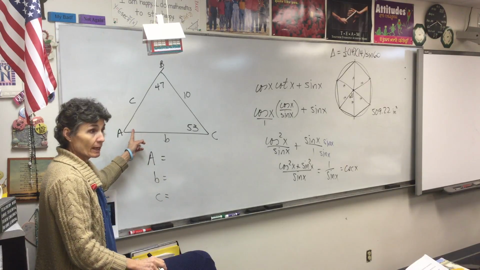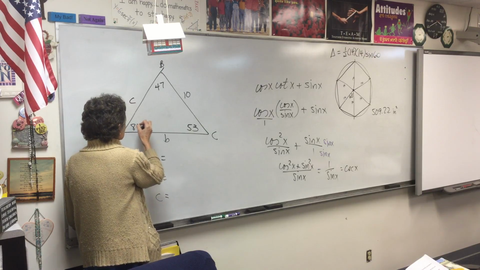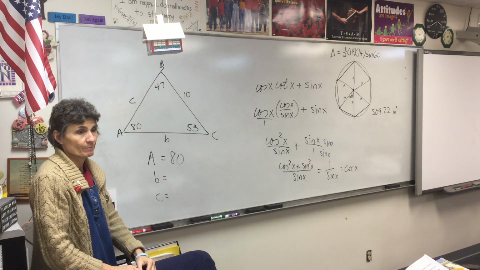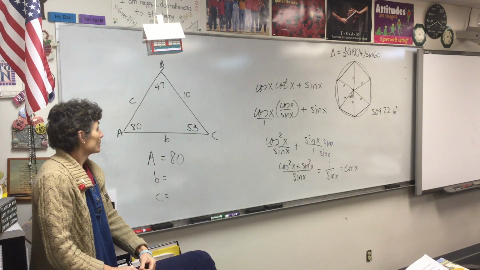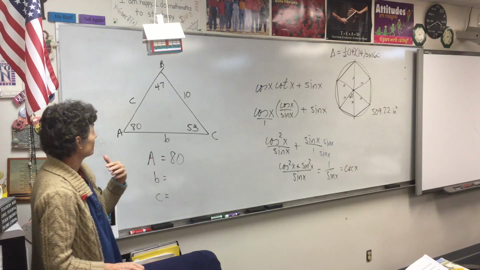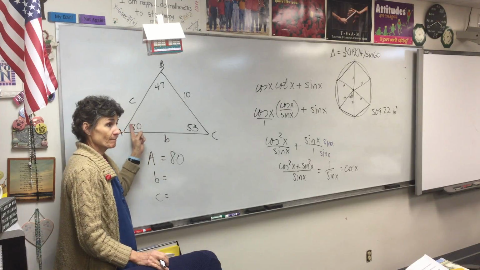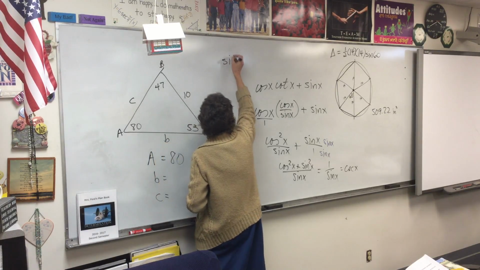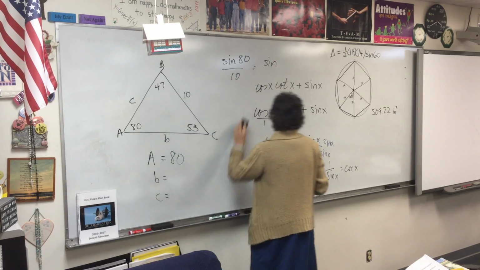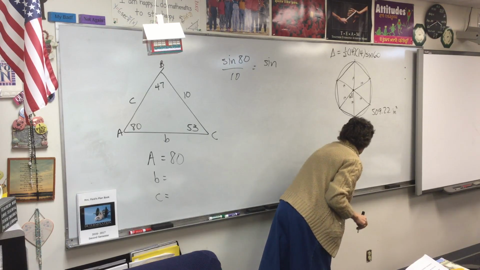So first I can find angle A real easily, and that would be what? 80? 80, yeah. So everybody gets those points. That's a no-brainer. Now what? This is where we have to decide, am I going to do the law of sines or the law of cosines? Can I do the law of sines? Yeah. So sine 80 over 10 equals sine what? Pick one. Sine 53 over C will be fine.